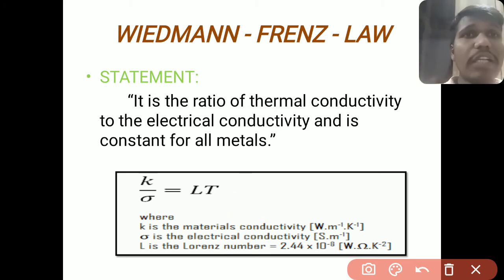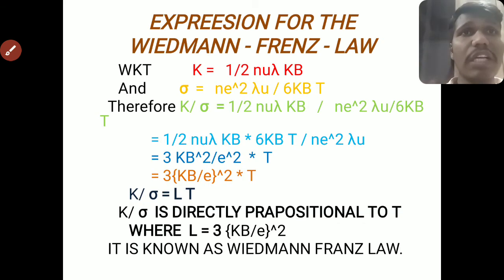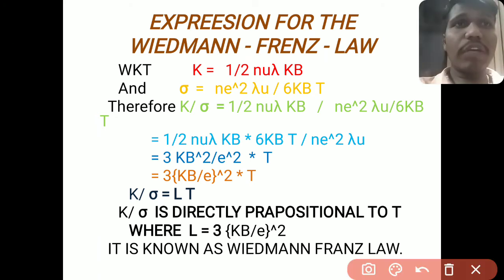And how do we get the thermal conductivity and electrical conductivity, whose ratio defines the Wiedemann-Franz law? We have to see the expression for the Wiedemann-Franz law, and where it comes from. We have already stated the expressions for the electrical conductivity and thermal conductivity. We know the equations.